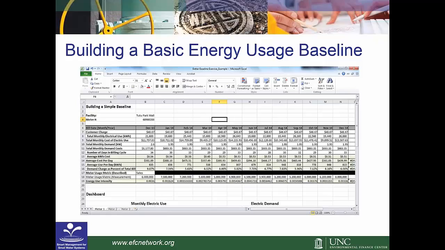Next, we want to talk about not just how to understand an electric bill, but also how to track the baseline of your electricity usage for your water system.